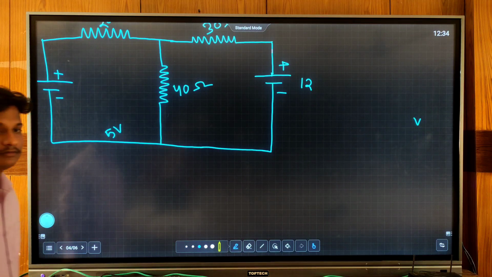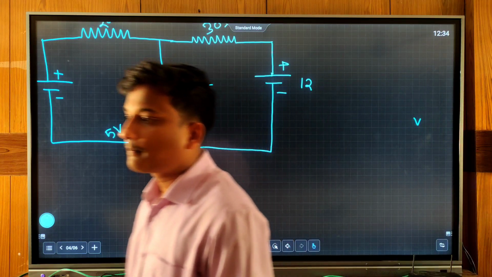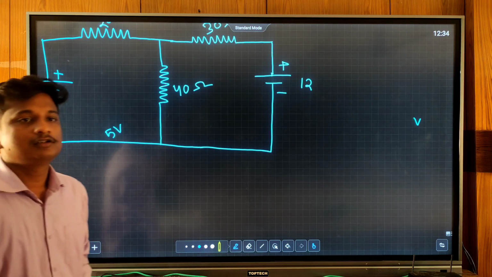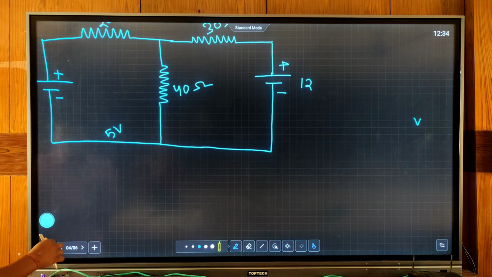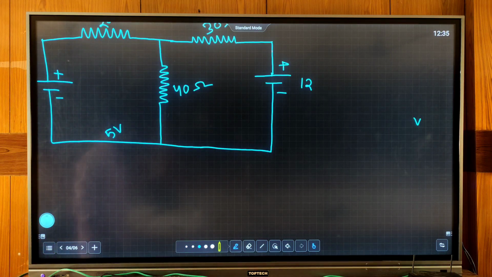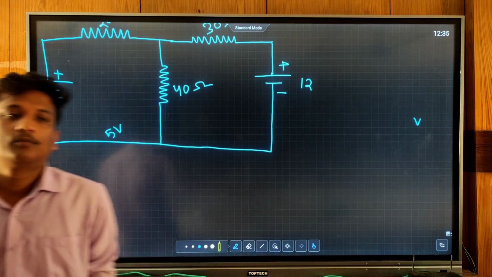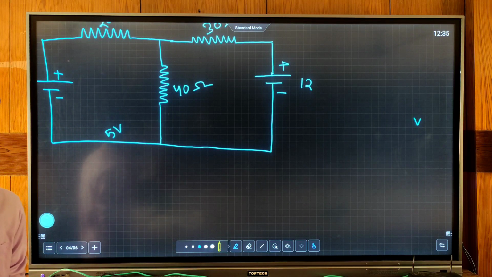First, we will solve a circuit to explain the superposition theorem. In superposition theorem, the first step is to redraw the circuit by replacing the other source by a short circuit or open circuit. If we replace a voltage source, then the branch will be short circuited, and if there is a current source, the branch is open circuited.